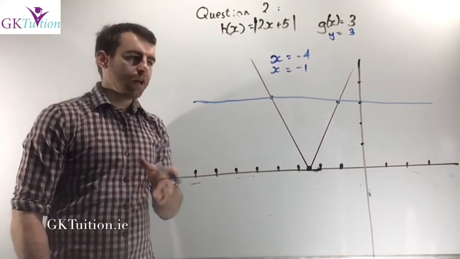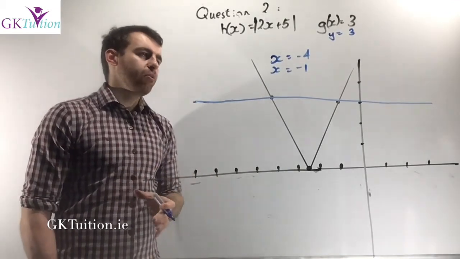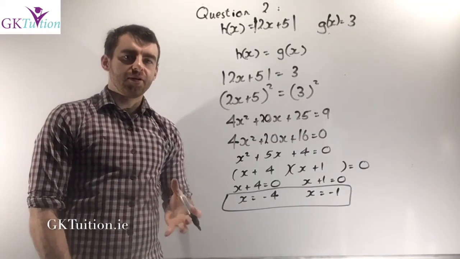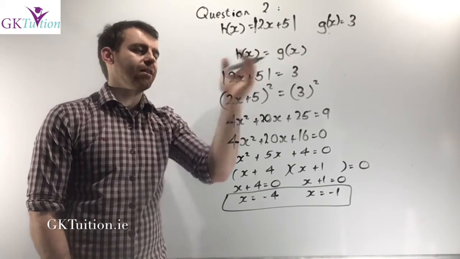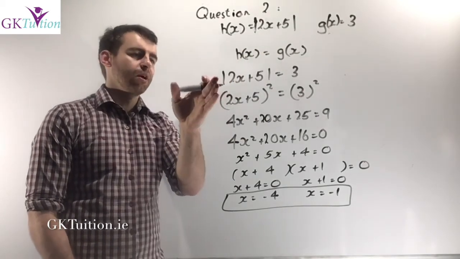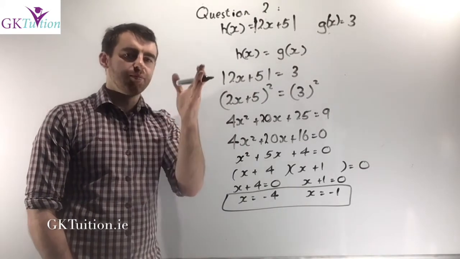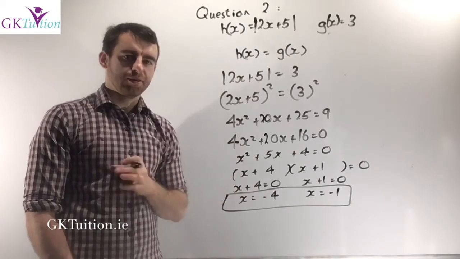So that's using the graph. But let's just look at algebraically how we could verify when h of x is equal to g of x. If you were asked to verify this algebraically, you would let h of x equal g of x. H of x is the modulus of 2x plus 5 and g of x is 3. Once again, you could just take plus or minus in front of the left, split your page in 2, and you get the same 2 answers.